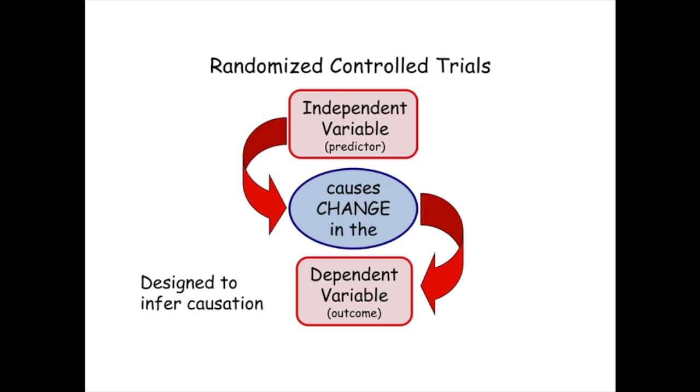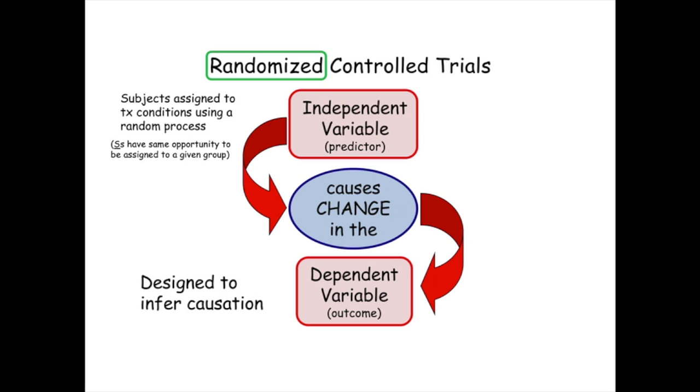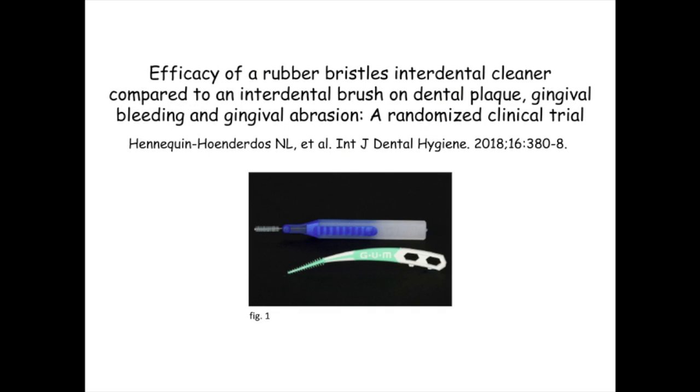The reason that RCTs have less bias than other primary research designs is that they use a process called random assignment to place subjects in treatment conditions. This is done in such a way that all subjects in the study have the same chance of being selected into a given treatment group. Randomization assures that any differences between groups at the start of the study are due only to chance factors rather than systematic errors. You do your search and you find this article that compared a rubber bristle interdental cleaner to one with nylon bristles. What were they looking for, and what did they find?